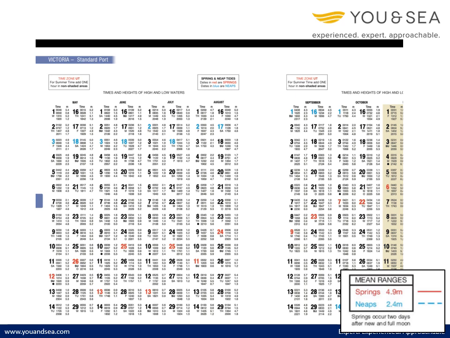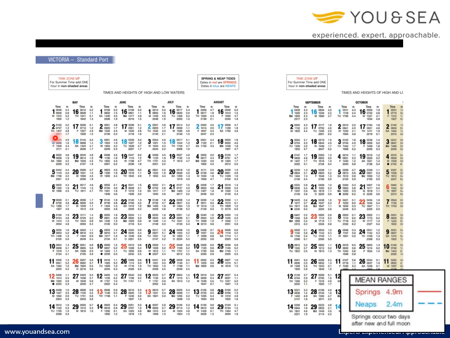So this is how it looks in the almanac. This is an extract from the RYA Training Almanac. And we can see in the bottom right hand corner that we have the mean ranges. So this is the spring range and the neap range on average. 4.9 meters for springs, 2.4 meters for neaps.